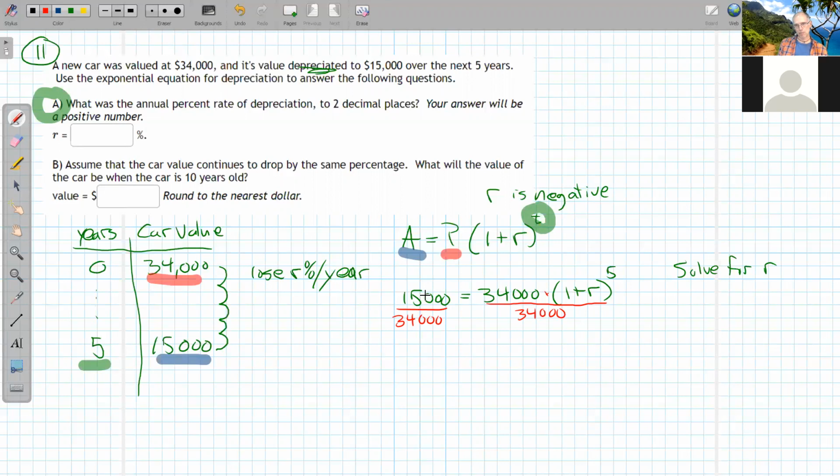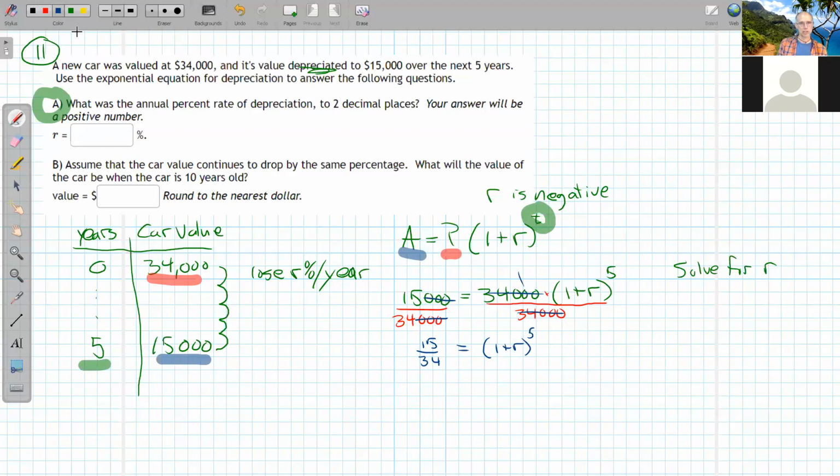And this is worth cleaning up a little bit. I could divide top and bottom by 1,000. And so now I can say I have 15 over 34. The 34 divided out, right? A number divided by itself is 1. So I just have 1 plus R to the 5th. Next step in this is from our last section. To get rid of a 5th power, we use the 5th root.